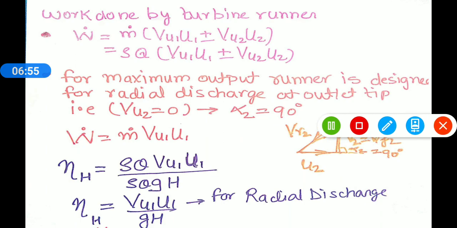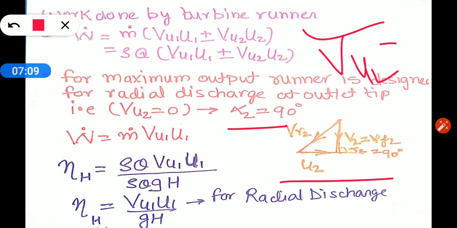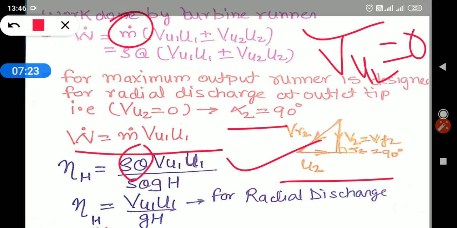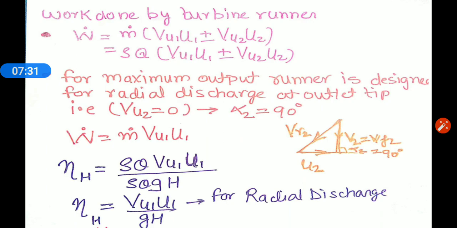Now what is the work done? Work done can be given by this formula, m dot into (vu1 u1 plus minus vu2 u2). But then here for maximum output we are taking alpha 2 as 90 degree, and for alpha 2 as 90 degree we know that vu2 is 0. So our formula will become W dot is equal to m dot into vu1 u1. What would be the efficiency formula? Rho Q vu1 u1. Now what is rho Q? Rho Q is nothing but m dot, which is written here. Fine. Upon rho Q g H is the hydraulic power which we are supplying, and this is the runner power which we are getting. Fine. So this is the formula, vu1 u1 upon gH.